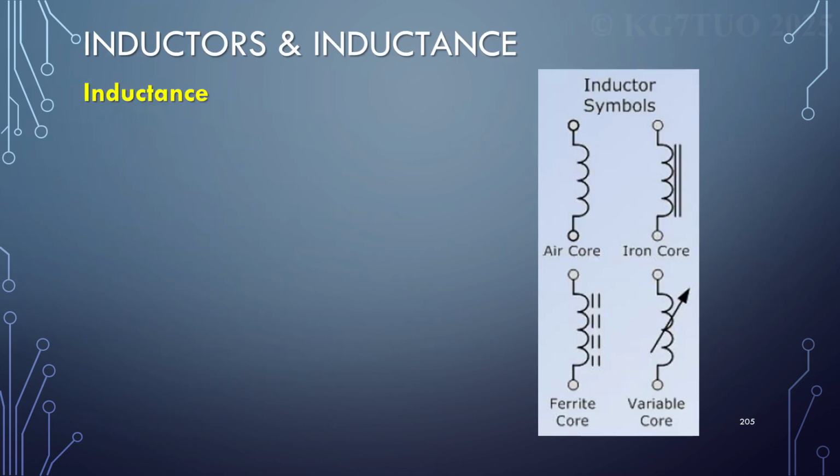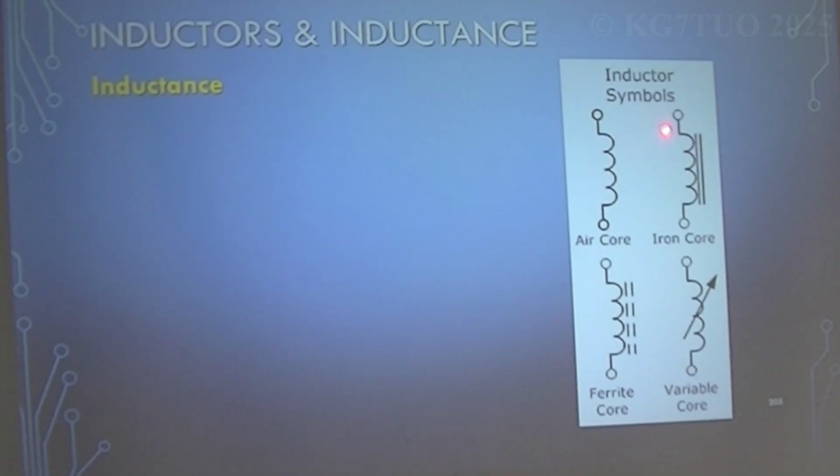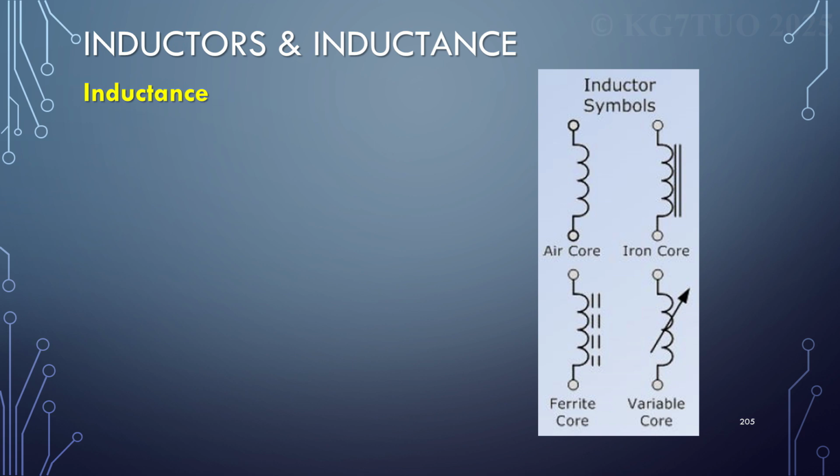Okay, inductors. So here's some symbols. This is an inductor. The curved lines are an inductor. So that little arrow there indicates that I can spin a dial, and it's variable. It's just a plain old inductor, ferrite core, and an iron core. So the different materials for the cores, different purposes.